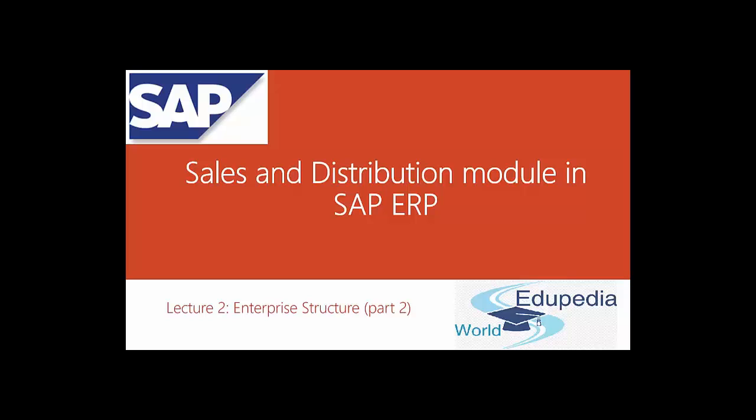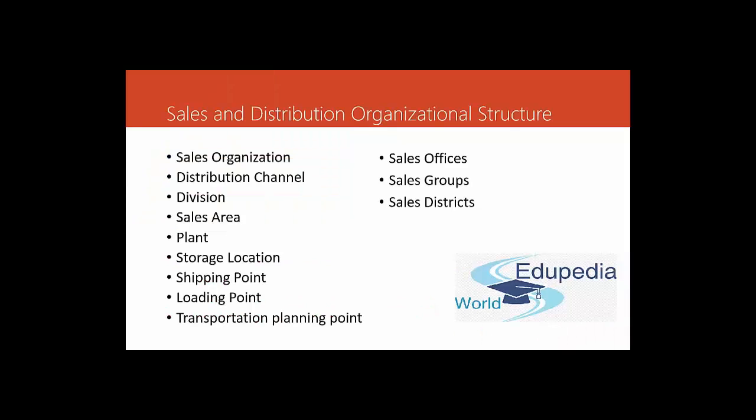We will continue with the next part of Define Enterprise Structure in SAP ERP System. In previous lecture, we defined our sales organization. We assigned our sales organization to a company code. We defined two distribution channels and assigned them to our sales organization. After that, we defined two divisions and assigned them to our sales organization.